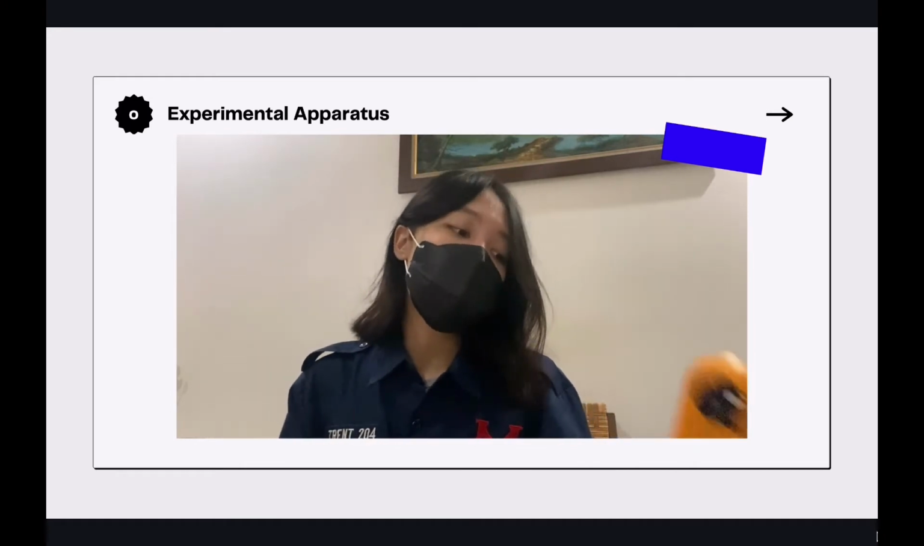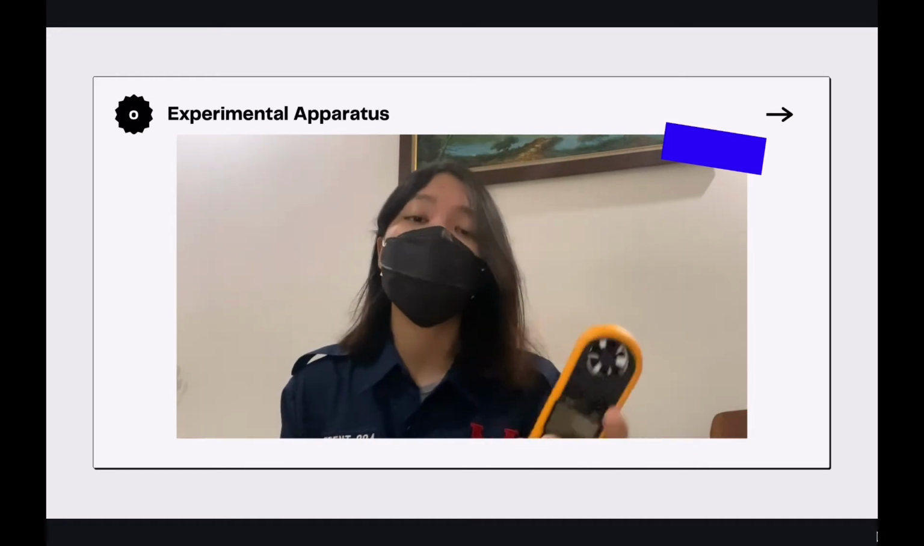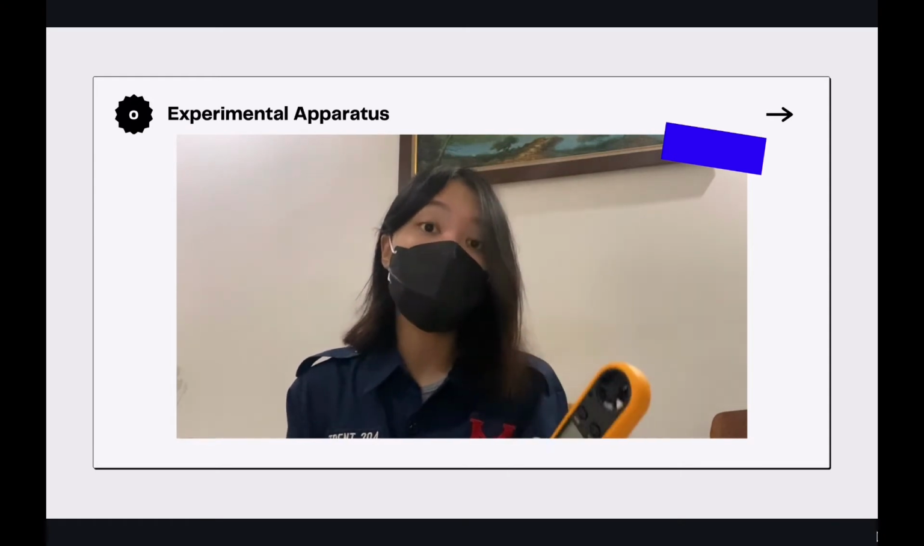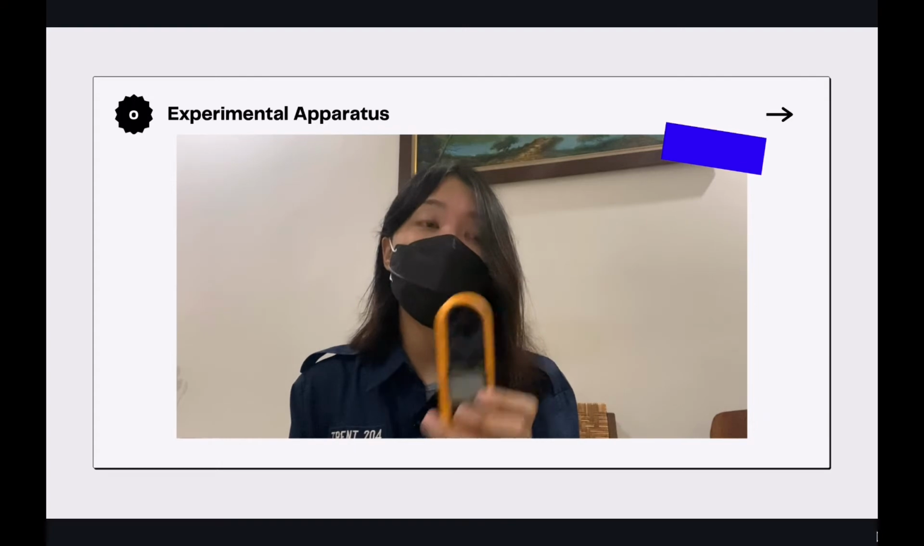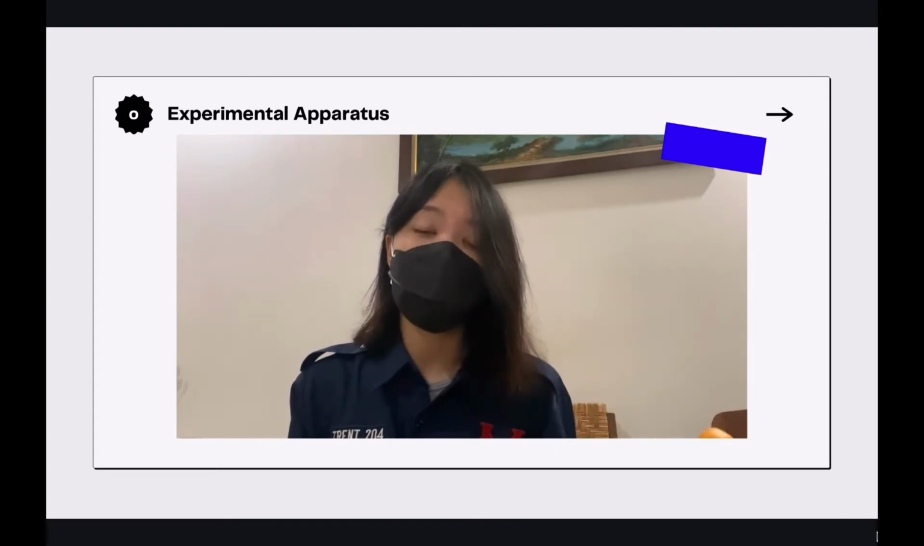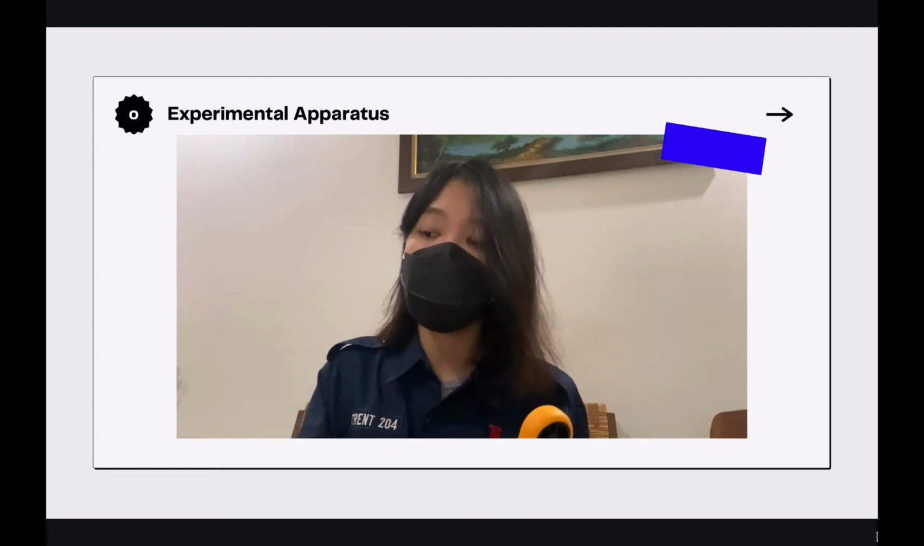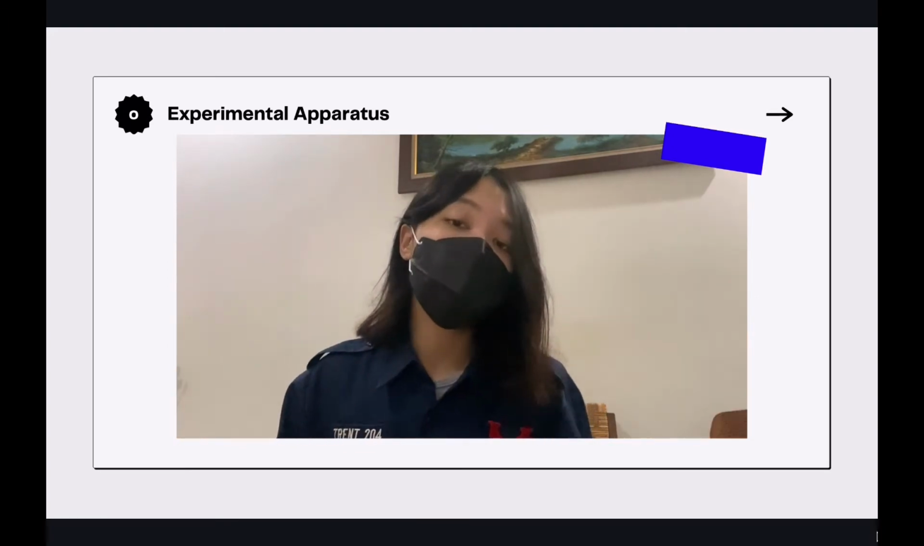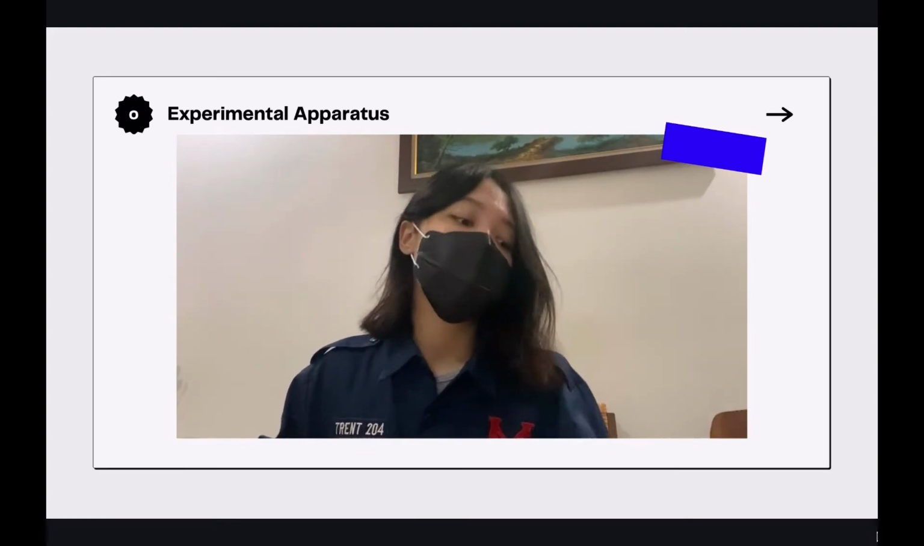And then we have our first measuring device, which is the digital anemometer. The function of the anemometer is to measure flow velocity at different points throughout the pipe system. So in our case, we will be measuring the flow velocity at the outlet of the blower, as well as the flow velocity at the output of the pipe.